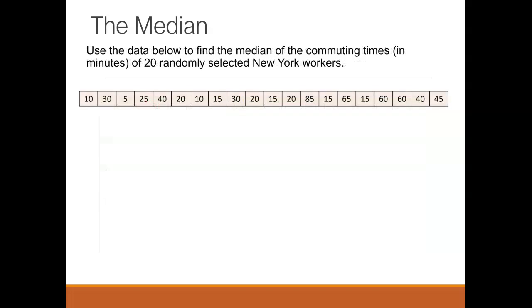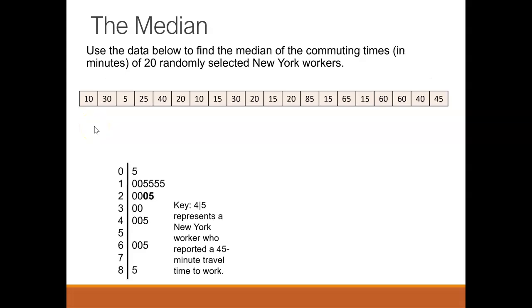So this is commute times for New York workers. To find the median here, we'll rank them from smallest to largest, and then just find the middle value. When I did that, I got 20 and 25. Notice there was an even number of workers, so I knew that I was going to get 2. So 20 and 25 are the middle 2 values.